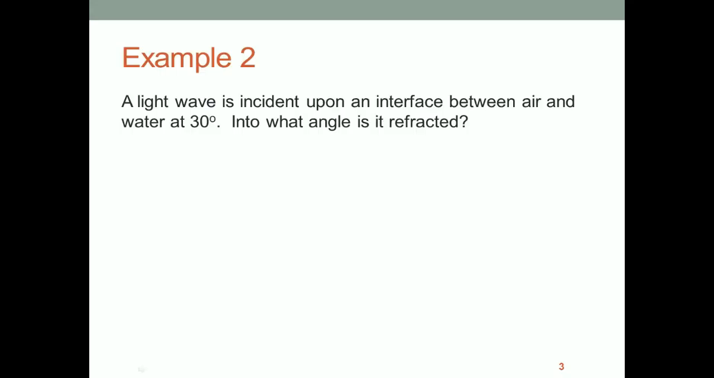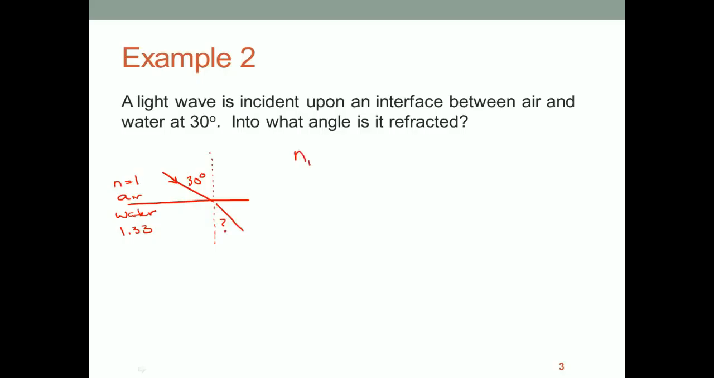Here's the next example. I have a light wave incident upon a surface between air and water at 30 degrees, and I want to know what is the refracted angle. So begin by drawing a picture. This side I'm going to let be air, this side I'm going to let be water. Index of air is 1, index of water is 1.33. And remember, all angles are measured relative to the normal. So there's my normal. My incident angle, contrary to what I drew here, is given to be 30 degrees. And my refracted angle is what I want to know.